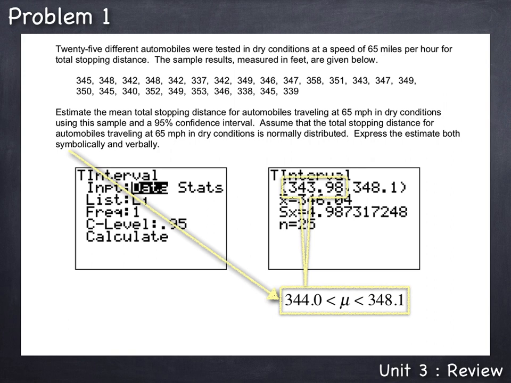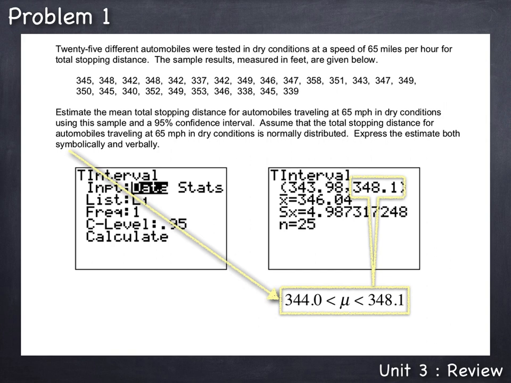So in this case, in the 100th position, the 8, since it is over halfway, 5, we round the 9 up to 10, so we write down the 0, carry the 1, the 3 plus 1 gives us 4, and so our lower level estimate is 344.0. The upper estimate is 348.1. So symbolically, we give the result as mu is between 344.0 and 348.1.